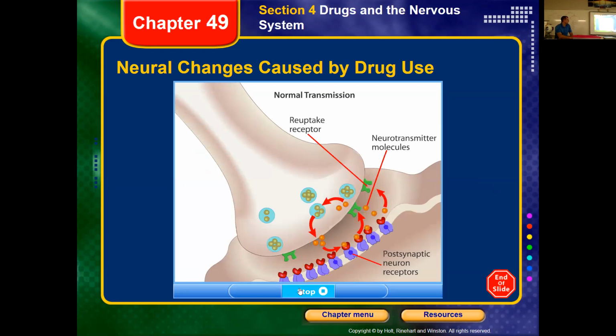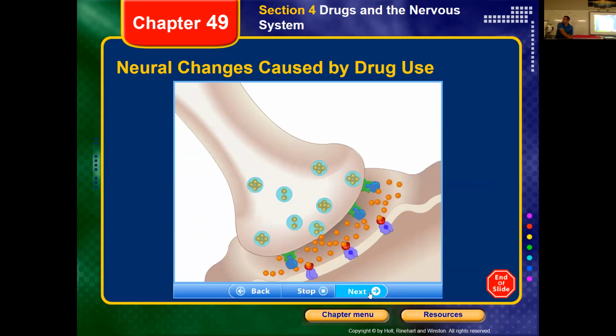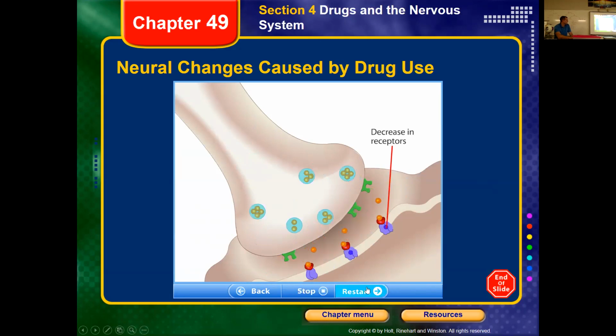At a normal synapse, neurotransmitter molecules are removed by reuptake receptors. Cocaine and certain other drugs bind at reuptake receptors, blocking them. Neurotransmitter molecules remain in the synaptic cleft. The overstimulated postsynaptic neuron reduces its number of receptors over time to normalize firing. When the drug is removed, the number of neurotransmitter molecules drops to normal. This normal transmitter level is too low to stimulate the altered postsynaptic neuron normally.